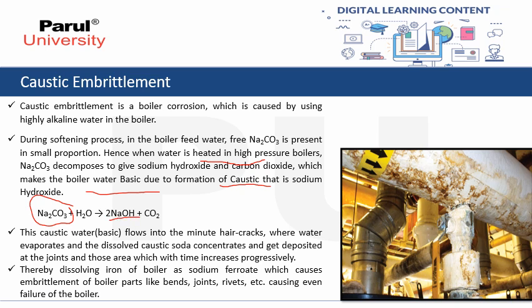This caustic water, which is basic in nature, flows into the minute hair cracks where water evaporates and the dissolved caustic soda gets concentrated and deposited at the joints and those areas, which with time increases progressively, as you can see here, thereby dissolving iron of the boiler as sodium ferroate, which causes embrittlement of the boiler parts like bends, joints, rivets, etc., causing even failure of the boiler.